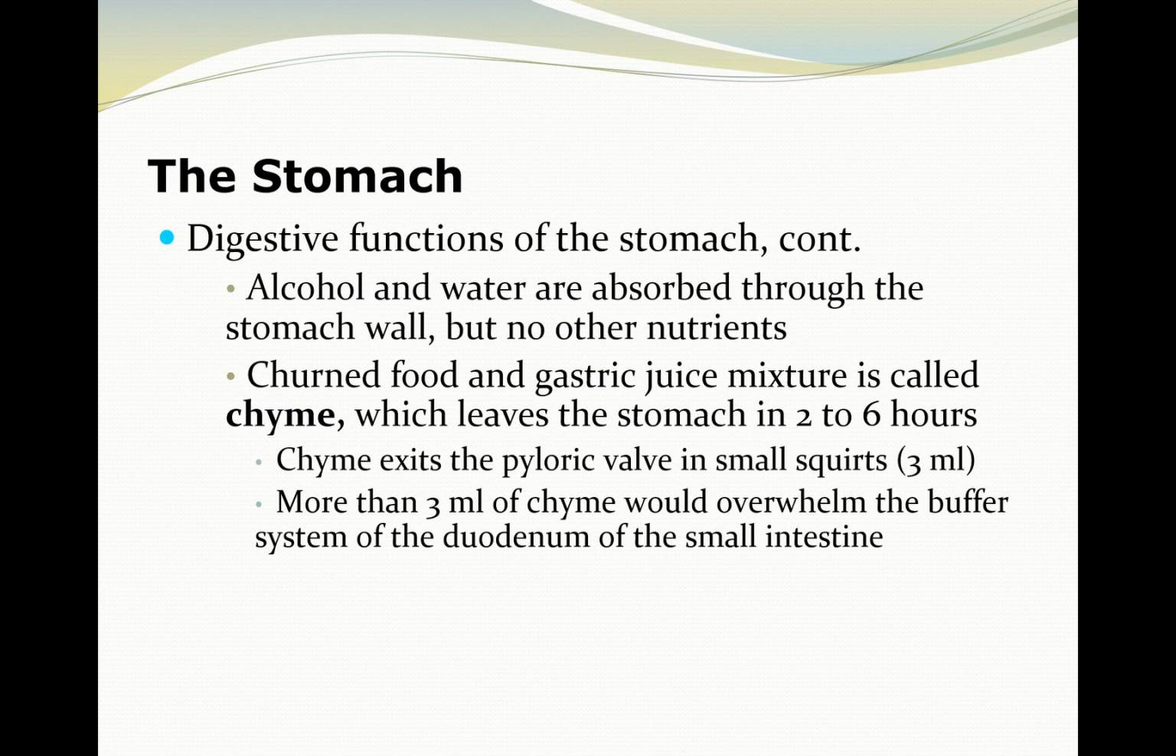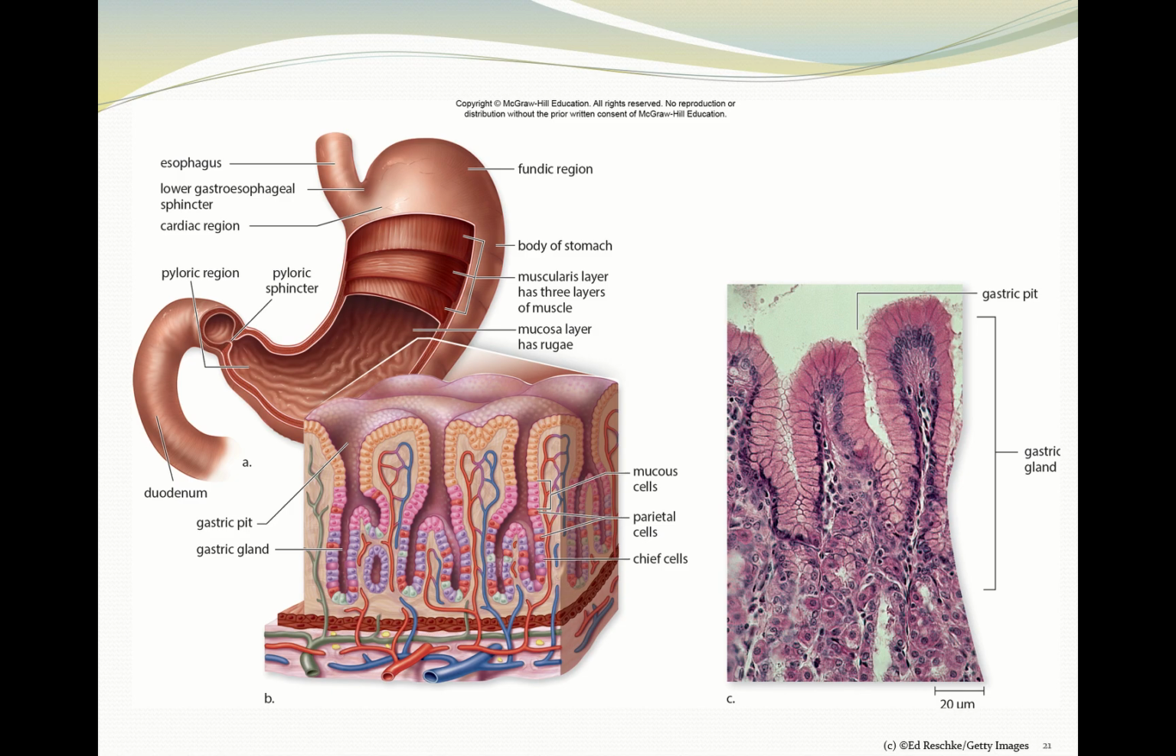Churned food and gastric juice mixture is called chyme, which exits the stomach in 2 to 6 hours. Chyme exits the pyloric valve in small squirts containing about 3 milliliters of material. More than 3 milliliters of chyme would overwhelm the buffer system of the duodenum of the small intestine. And so we talked about bicarbonate ion in the previous slide. So that'll be secreted there as well to neutralize the acids as they are entering your intestines.